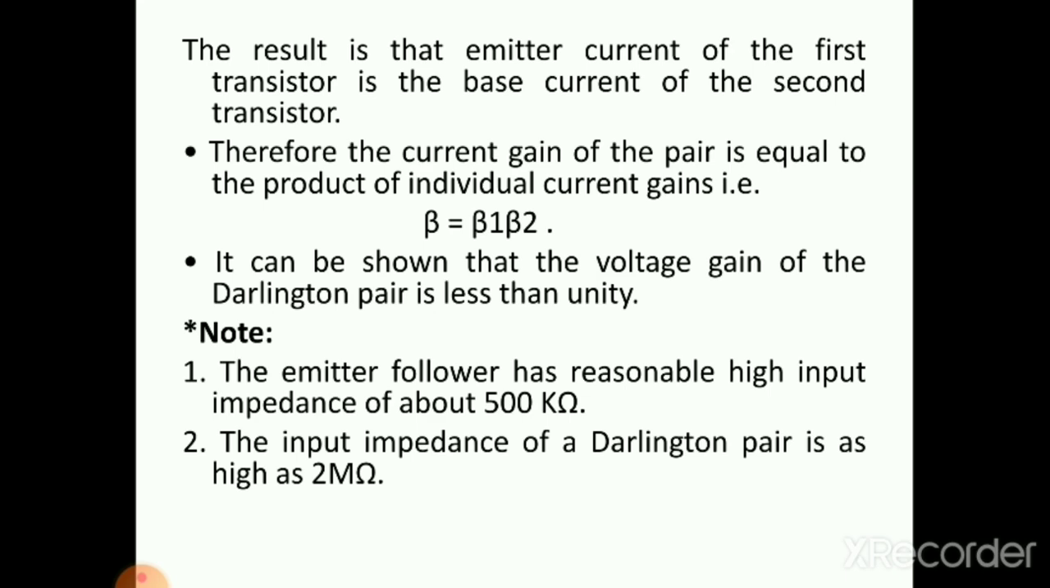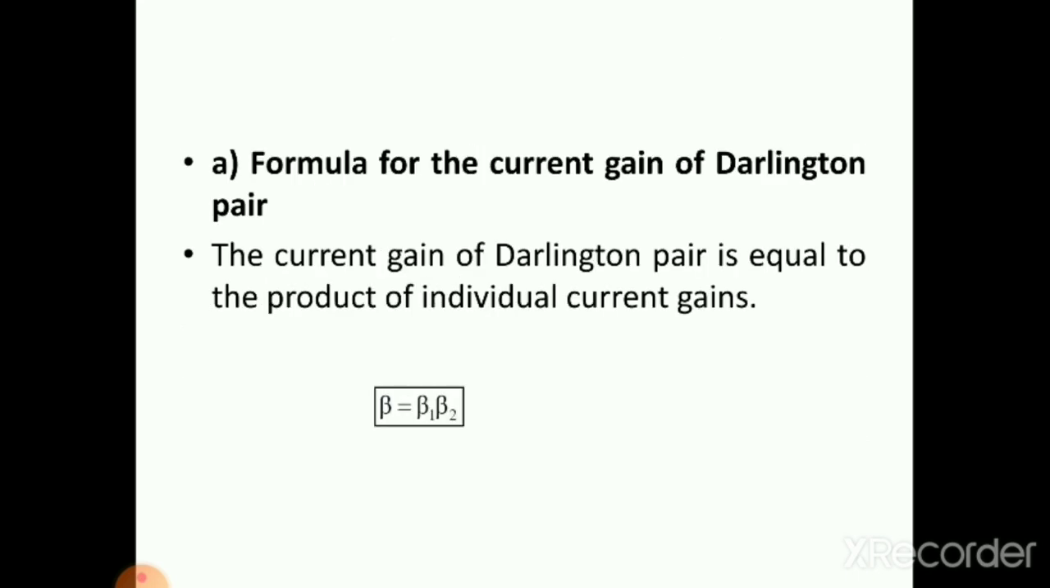Now the amplifier has a reasonably high input impedance of about 500 kilo ohms. The single CC configuration has a high input impedance of about 500 kilo ohms. If that is also not sufficient for a particular circuit, we go for the Darlington pair, which has an input impedance of about 2 mega ohms.